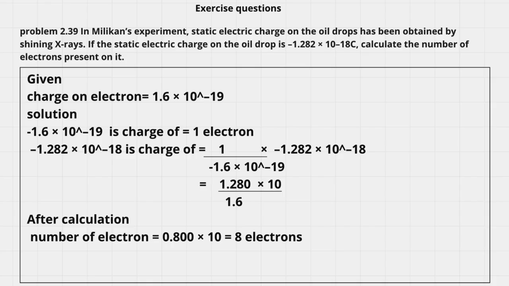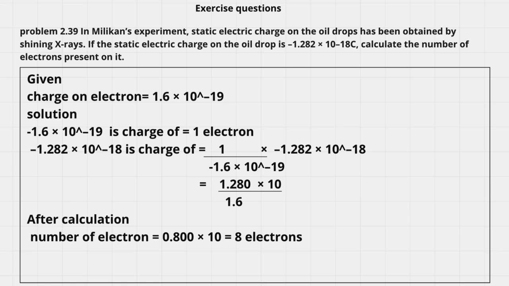Problem 2.39. In Millikan's experiment, static electric charge on the oil drops has been obtained by shining X-rays. If the static electric charge on the oil drop is minus 1.282 times 10^-18 C, calculate the number of electrons present on it. Given: charge of particle equals minus 1.28 into 10 raised to the power minus 18.